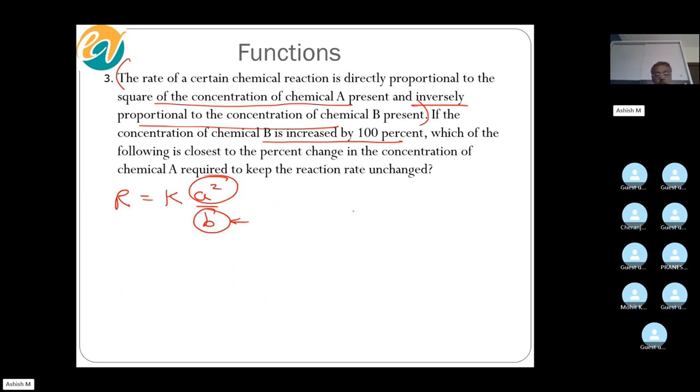So B has become 2B, correct? How much should A become? Let us say A1 square, so that the reaction rate is the same, right? So hence we equate it.